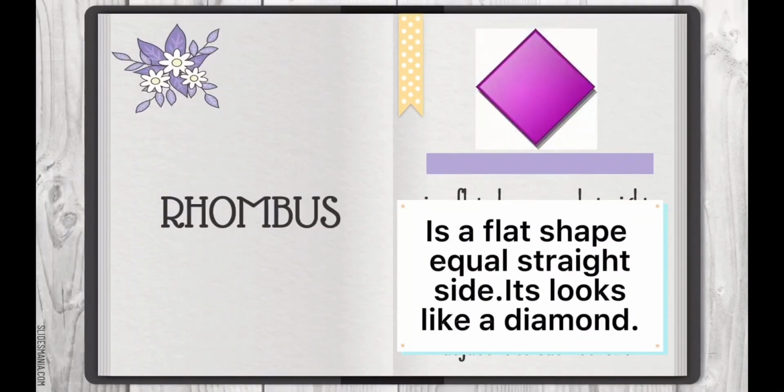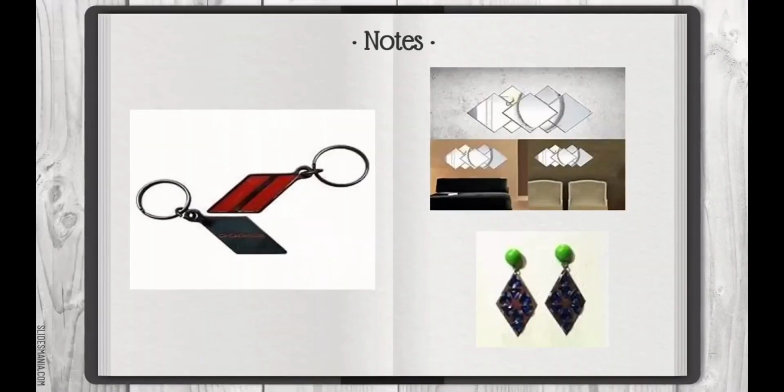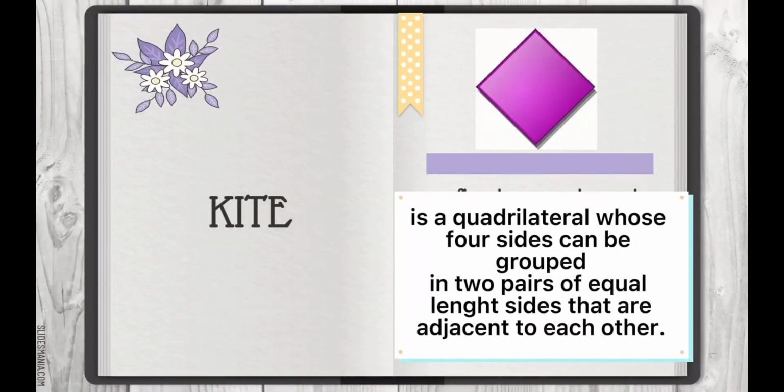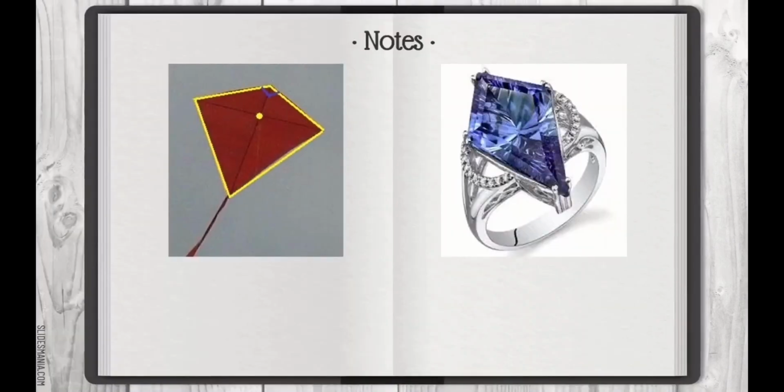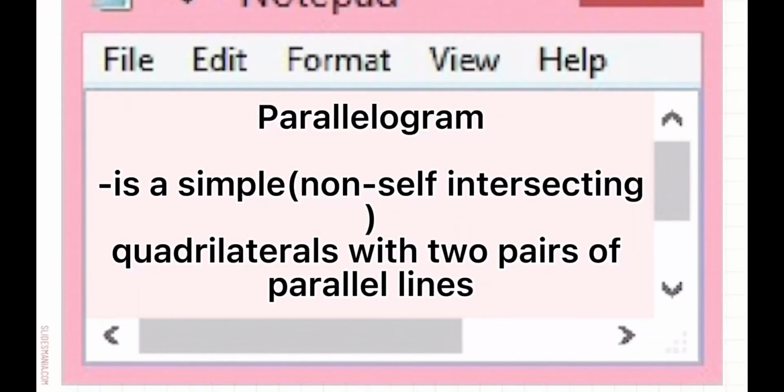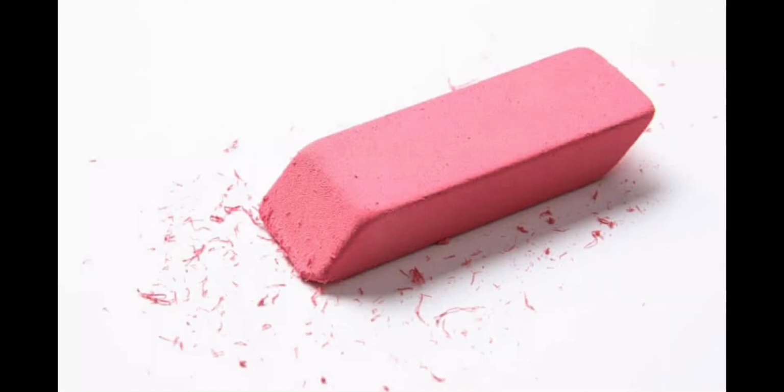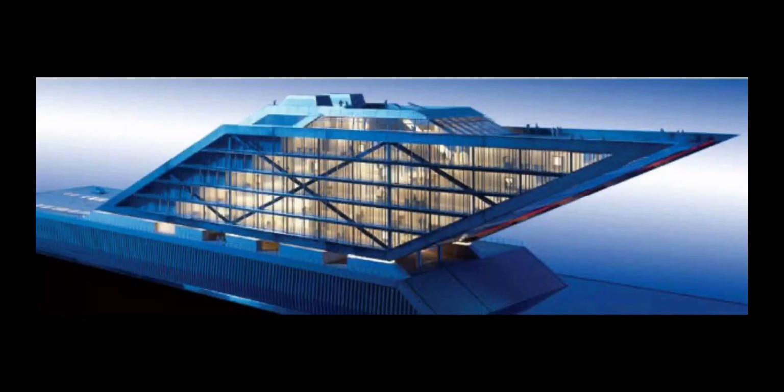Rhombus. A rhombus is a flat shape with equal straight sides. It looks like a diamond. Examples are a keychain, mirror, and earrings. Kite. A kite is a quadrilateral whose 4 sides can be grouped into 2 pairs of equal length sides that are adjacent to each other. Examples are a kite and rings. A parallelogram is a simple, non-self-intersecting quadrilateral with 2 pairs of parallel sides. Examples are an eraser, buildings, and windows.